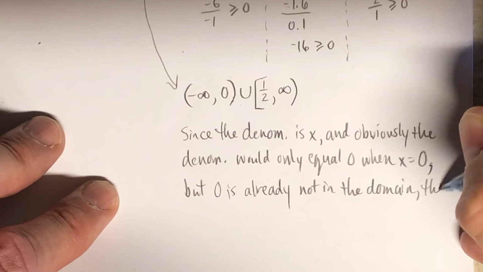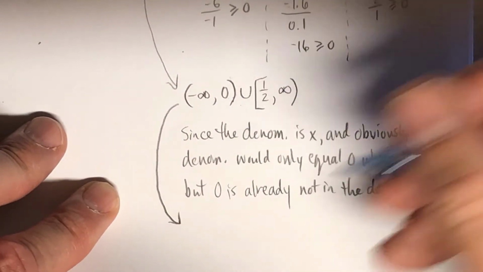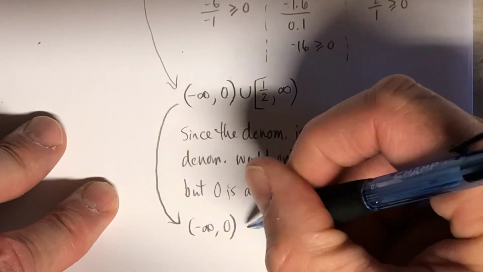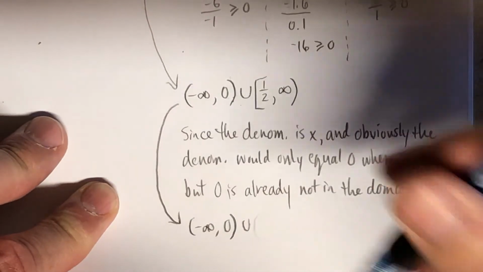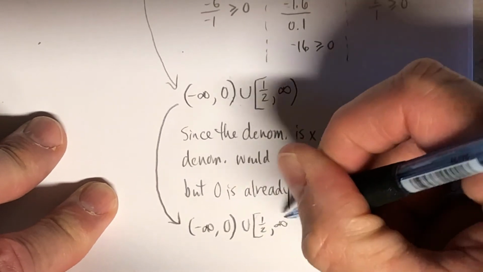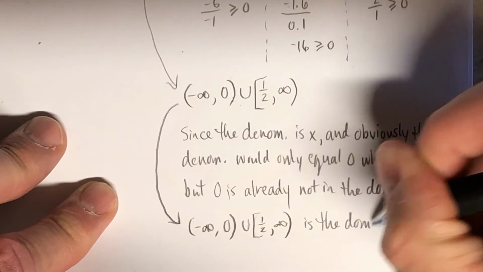then this right here is the domain. Whoop, need a square bracket right there. This right here is the domain of f circle g.